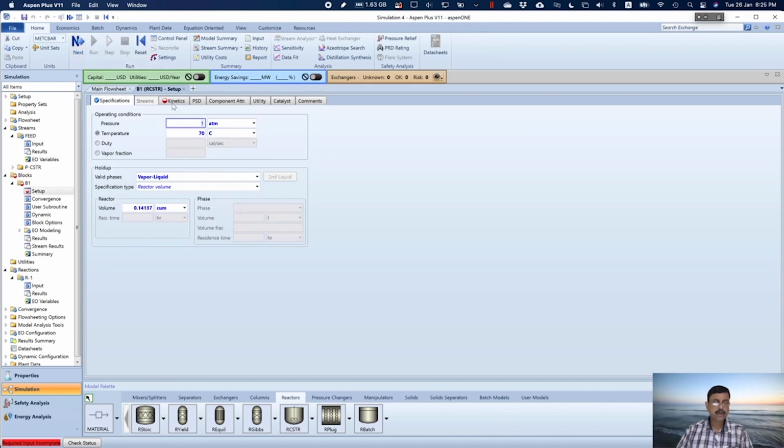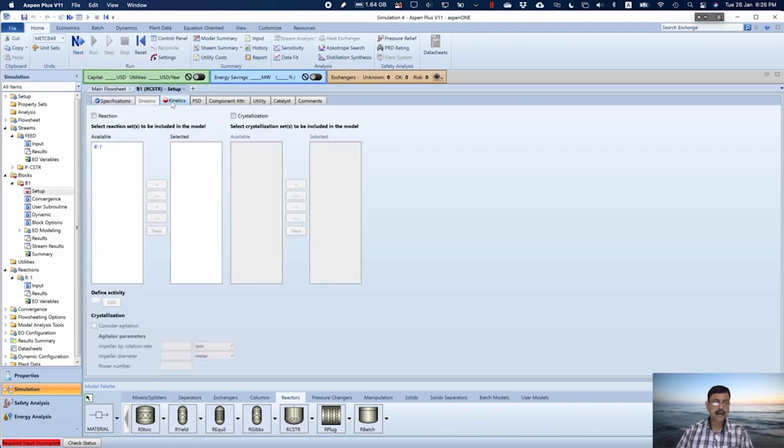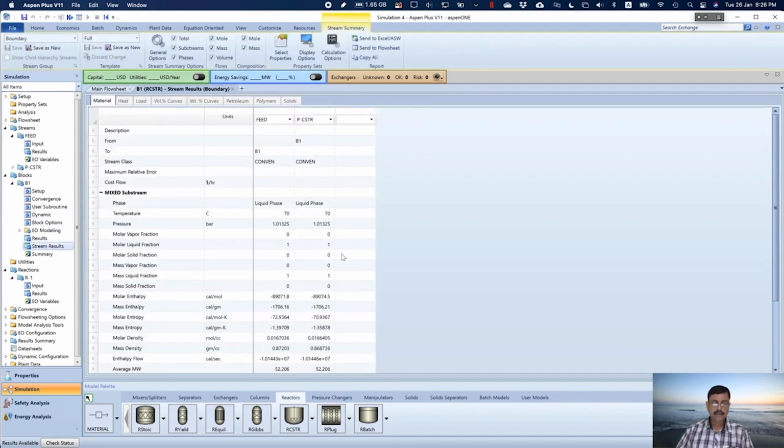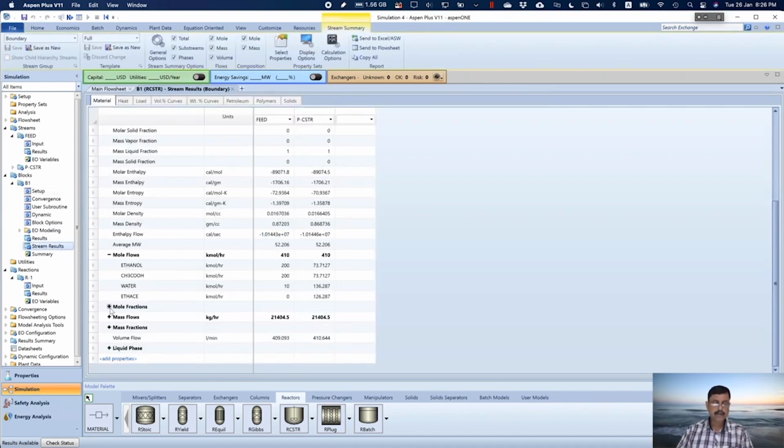Now we can go to the reactor setup and define these kinetics. Now R1 is available. Just select R1 over here and run it. So the run results are available. Go to the stream results and see. As it is an equimolar reaction, there is no change in moles. And out of 200 kilomoles of ethanol, 136 moles have been converted. 73 remains for both ethanol and acetic acid. So this is how the reaction took place.